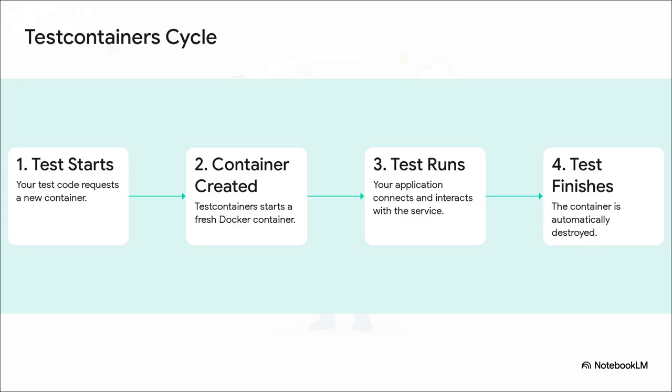It's so simple. Your test starts up and says, hey, I need a PostgreSQL database. Testcontainers goes, got it, and fires up a brand new, squeaky clean Postgres container. Then your Spring Boot app connects to it, runs all its logic against the real deal, and as soon as the test is done, poof, Testcontainers completely destroys the container. No manual setup, no messy cleanup, it just works.